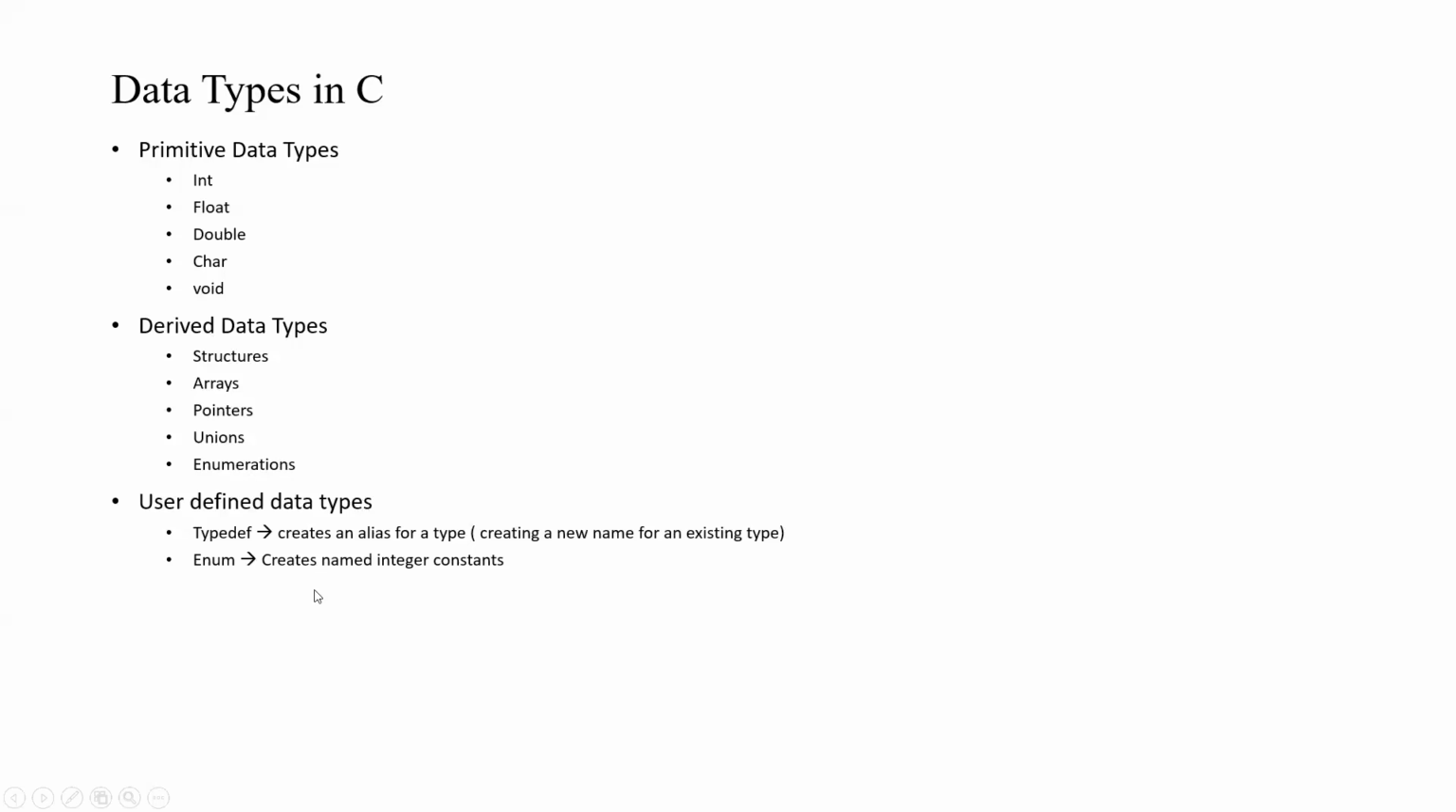And then we will also talk about the user-defined data types. Creating a new name for an existing type is nothing but the purpose of typedef. And then we will try to understand what is enum. It creates named integer constants. So if you want to give some names to some integer constants, you can try to use enums, right?